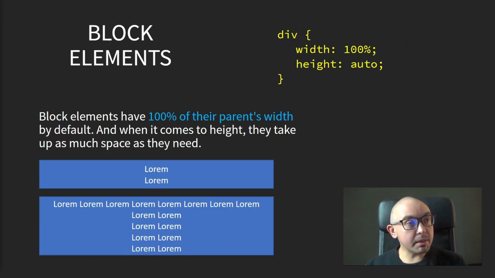As I said before, the block elements always have 100% of their parent's width by default, and their height is automatic and depends on the amount of the content. So they take as much height as they need to display their content, text or image. In the example, we can see 2 block elements with the text inside. We can see that their height matches the amount of the text they contain, while their width is set to 100% of the parent, even though the text inside does not need that much width space.